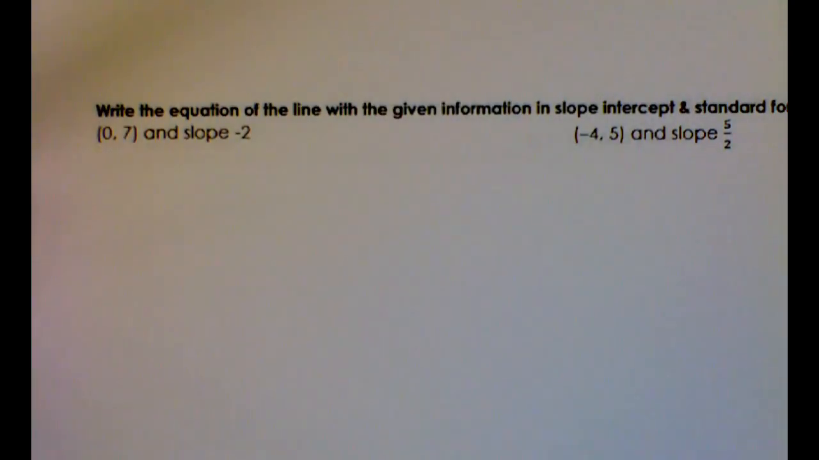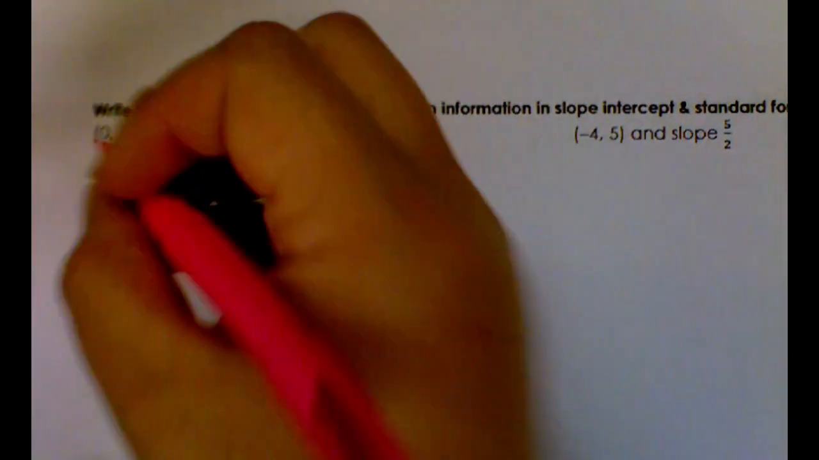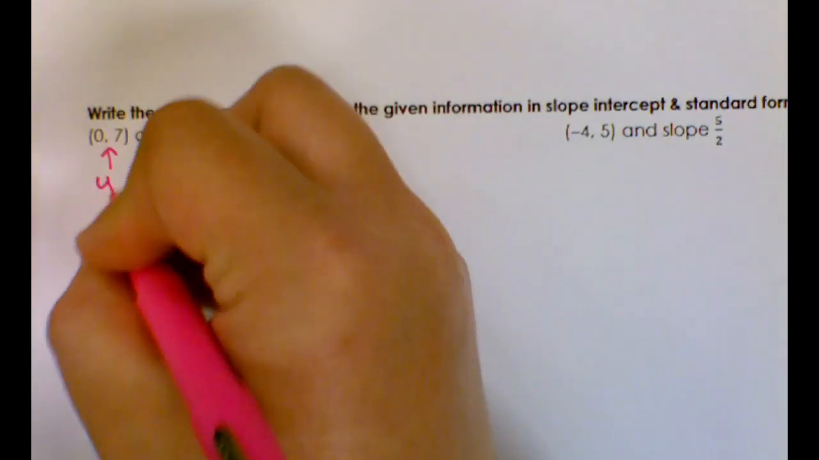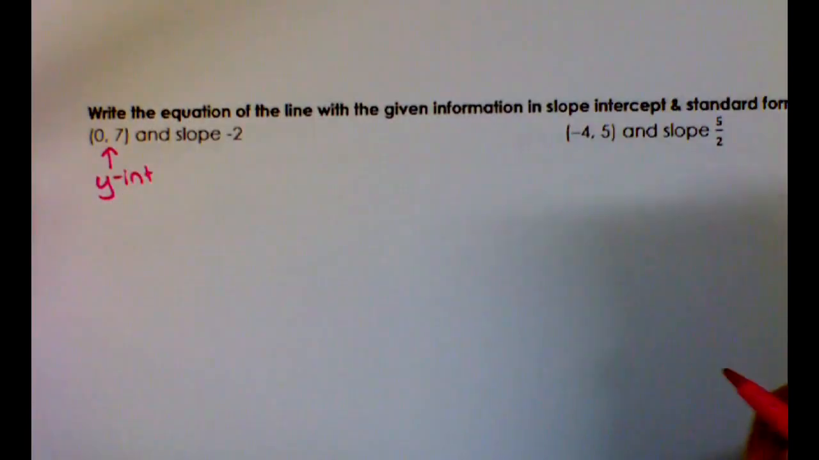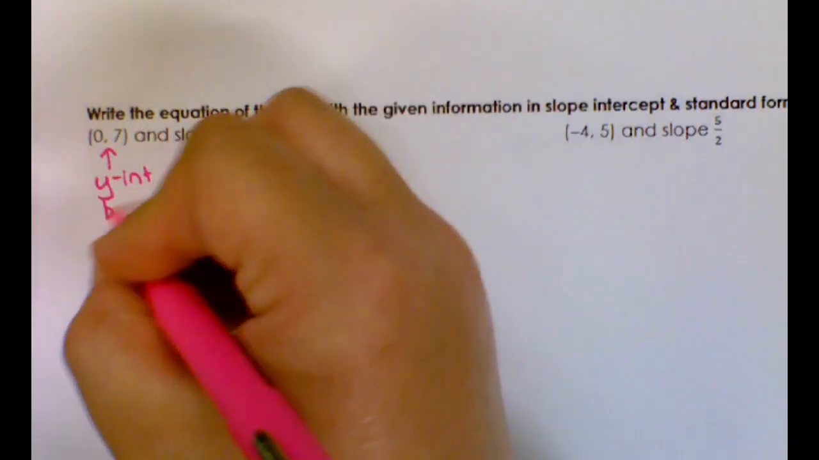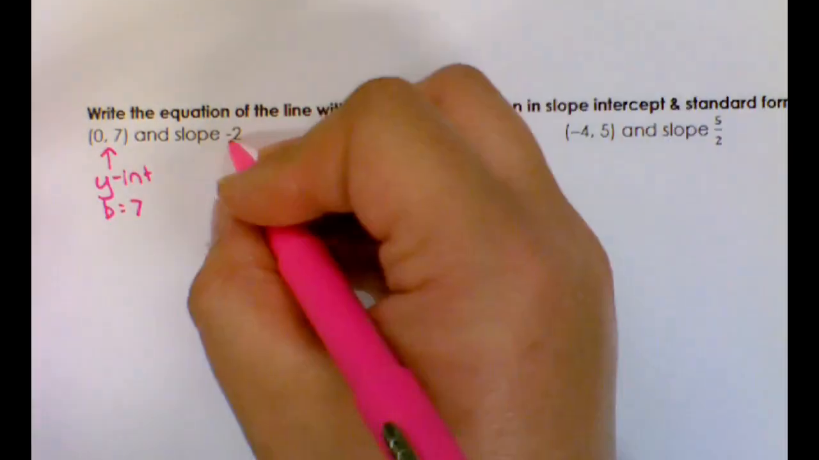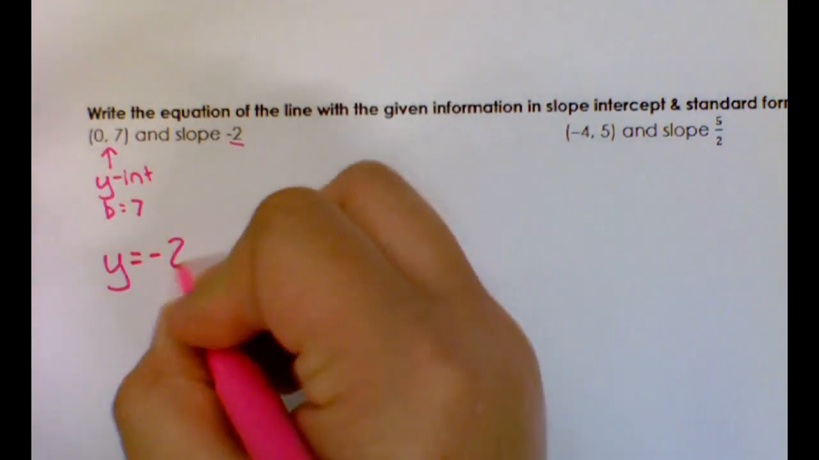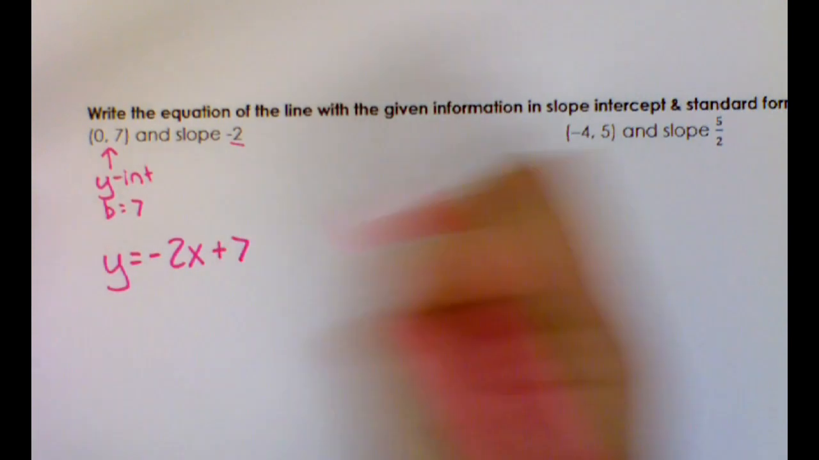Alright, now we're going to write the equation in slope-intercept and in standard form. Remember, standard form is probably the least likely. (0, 7) with a slope of negative 2. (0, 7), if the first number is 0, if your x is 0, that's your y-intercept. So my b value is 7. My slope, it tells me, is negative 2. So y equals negative 2x plus 7.